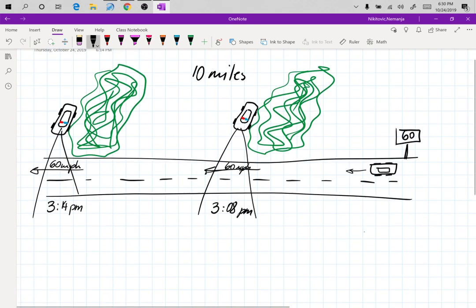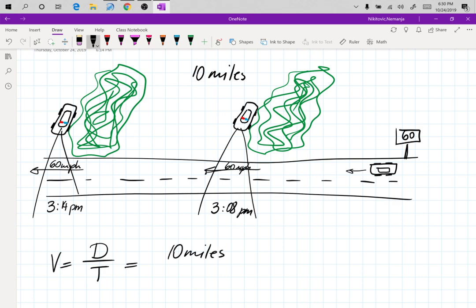So what do we know about the average speed? We know that the average speed is going to be distance divided by time. The distance is 10 miles, and the time is 6 minutes.